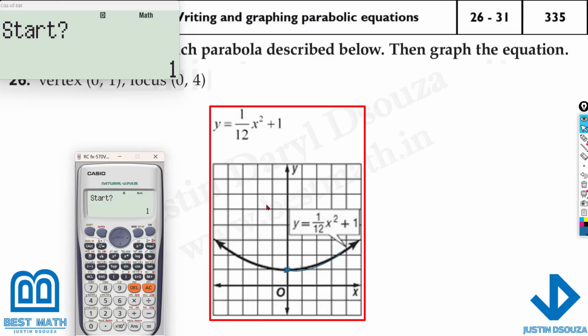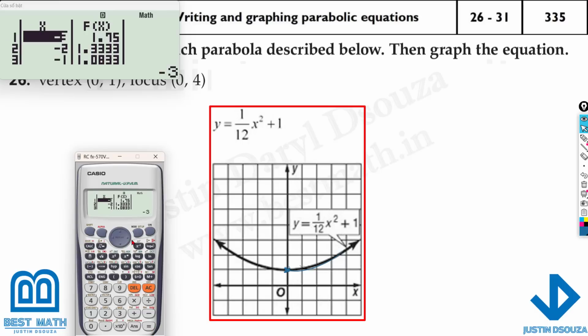Now where do you start? Where is the vertex? It's 0, 1, right? So x value is 0. Take some values before and after this. So I'll take about 3 values before this. I'll take -3 and let me take +3. And here we go. This is the table. You can see if you want the fraction form, it's over here. It's up to you to use whichever form you want.